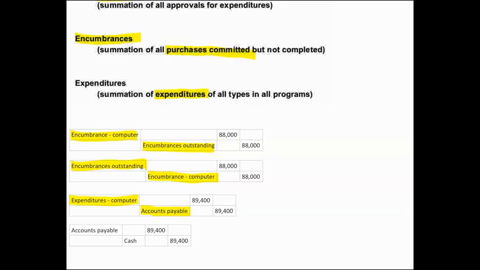Next, when the city actually pays the accounts payable, we debit accounts payable and credit cash for the actual amount.